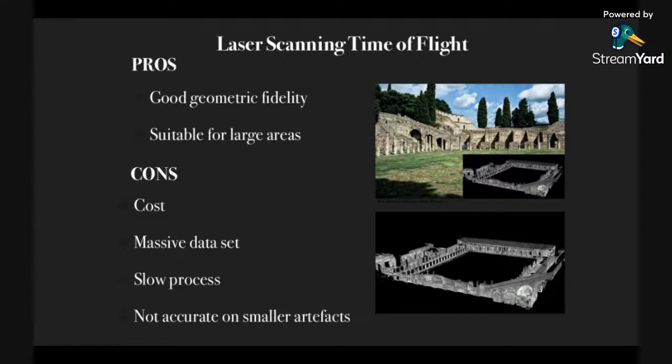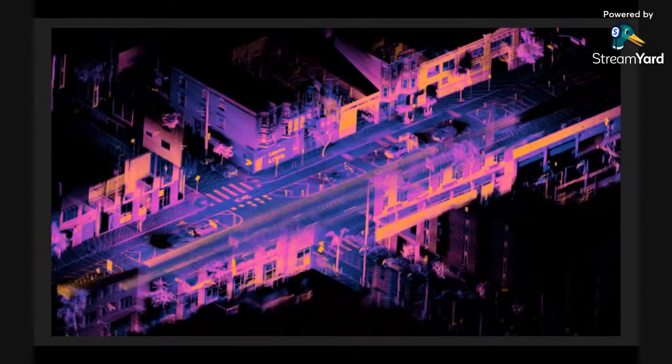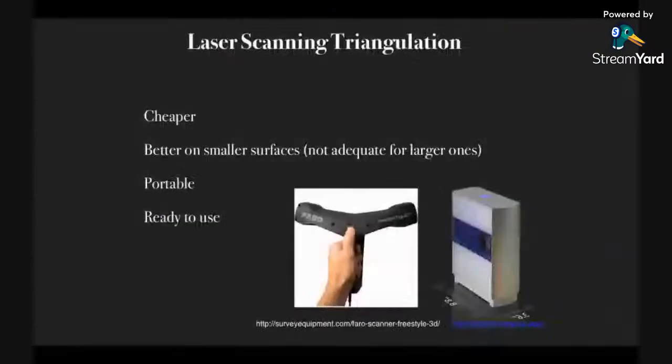This is basically the same principle as used in LiDAR, which can be used to image landscapes, and it's used in navigation computers as well for driverless vehicles, for example. Laser scanning triangulation tends to work better in a much smaller range, and this is where, rather than simply using time of flight, you're using two lasers coming from slightly different directions, and you calculate based on the point at which they intersect. I may be oversimplifying that.